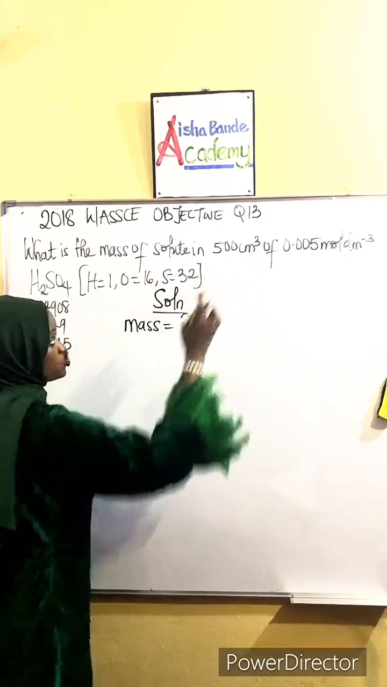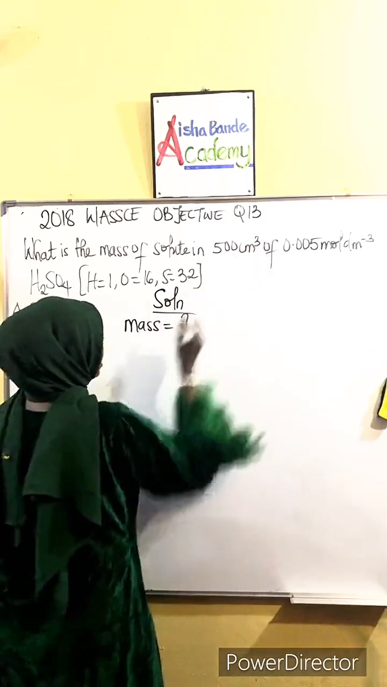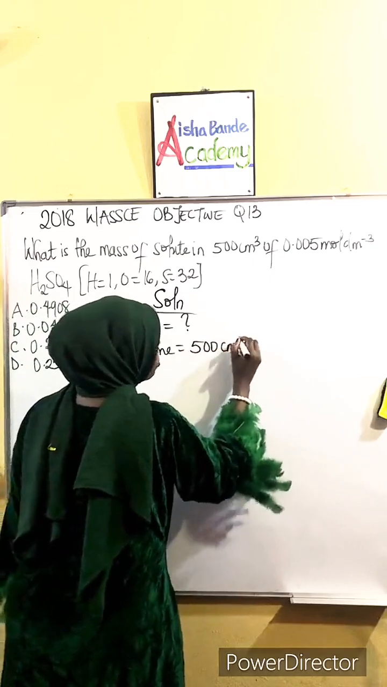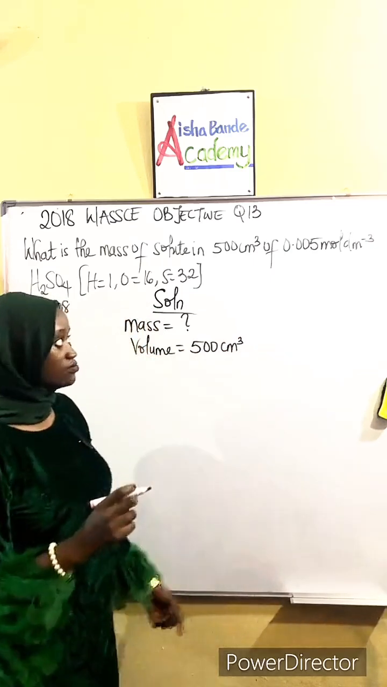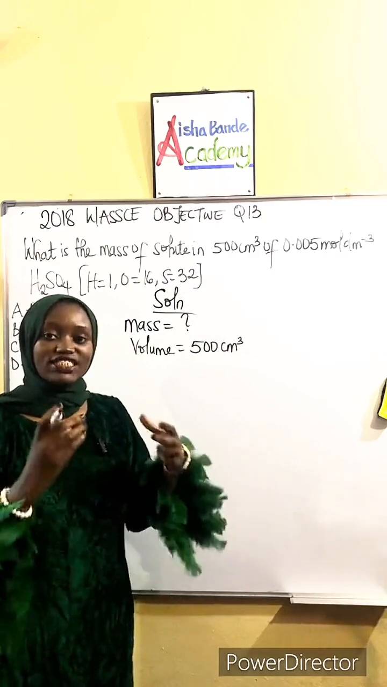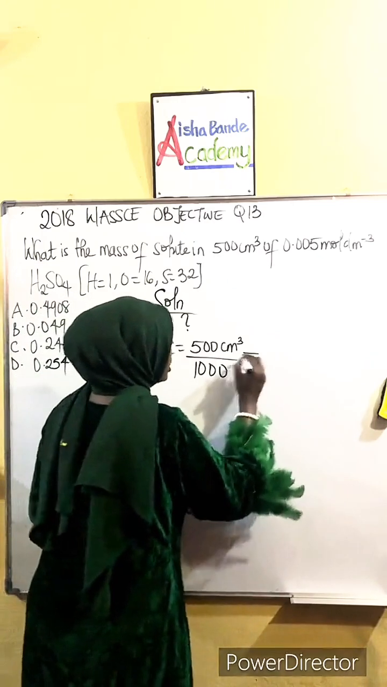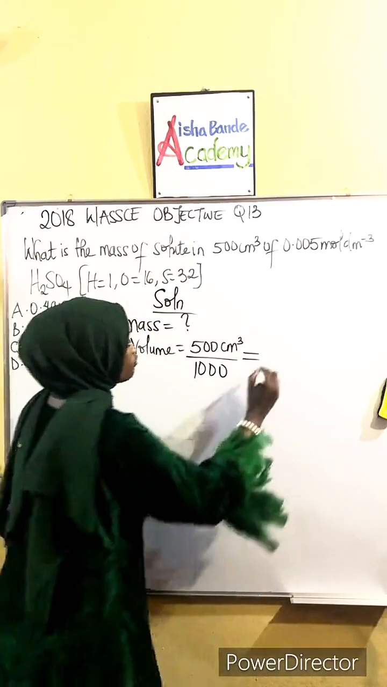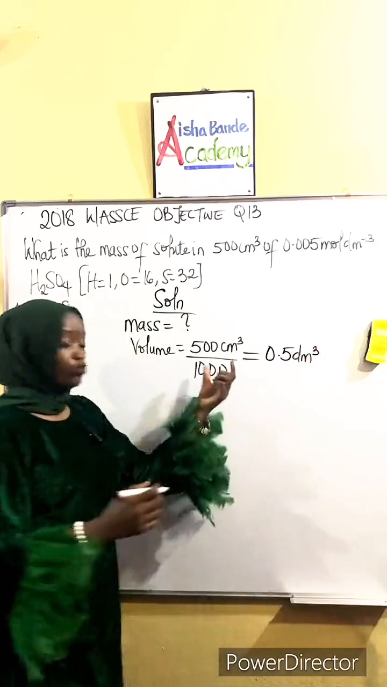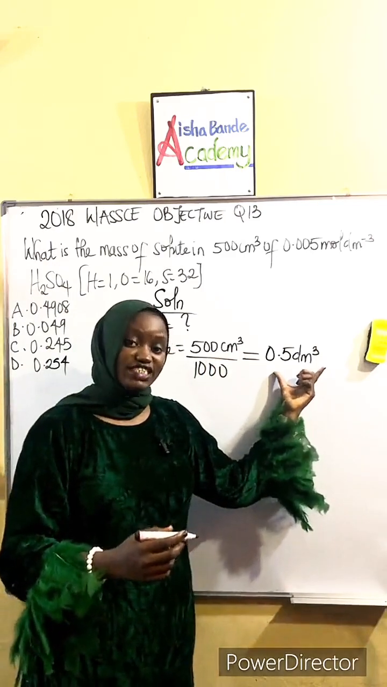In 500 cm cube, this 500 cm cube is the volume, because volume is given in centimeter cubes. So the volume is equal to 500 cm cube. However, we have to convert it to dm cube. And doing that means that we have to divide 500 by 1000, and this gives us a value of 0.5. So this is going to be in dm cube. So now we are not going to use 500 cm cube. We are going to work with 0.5 dm cube.